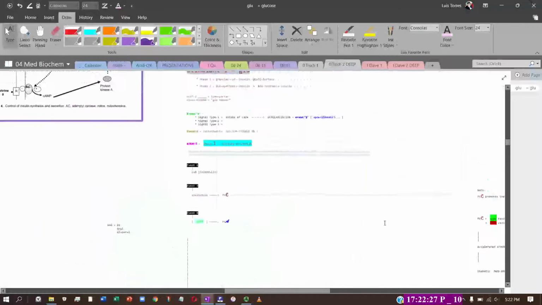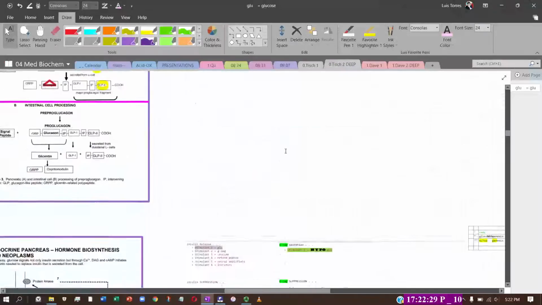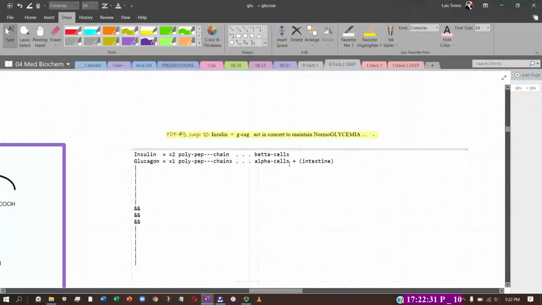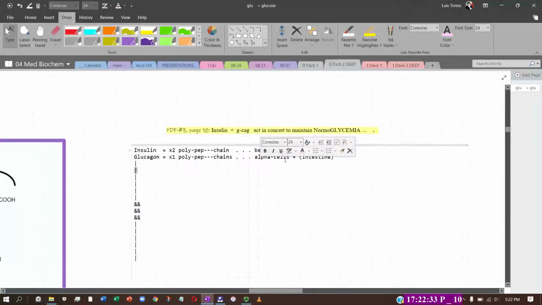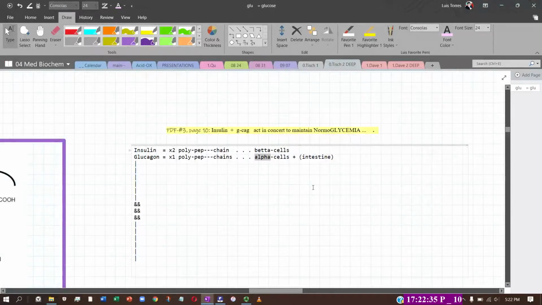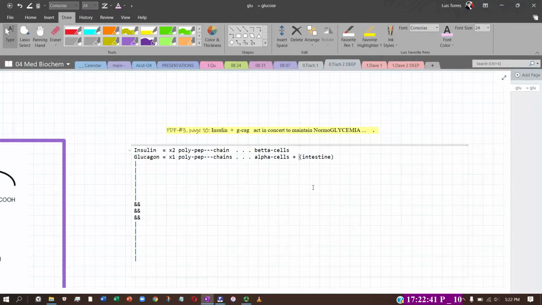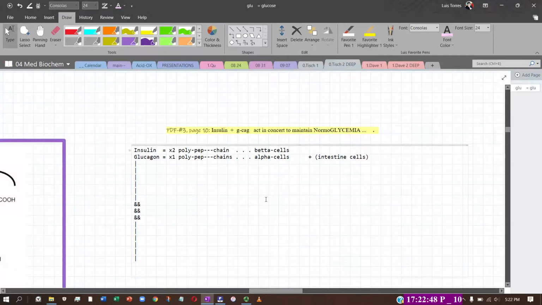So, moving on. Again, it's made at alpha cells. Glucagon is made at alpha cells of the pancreas. And here in parentheses, I also wrote plus intestine cells, and we won't specify for now.